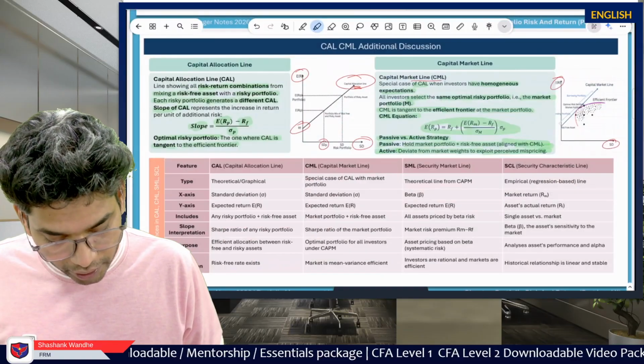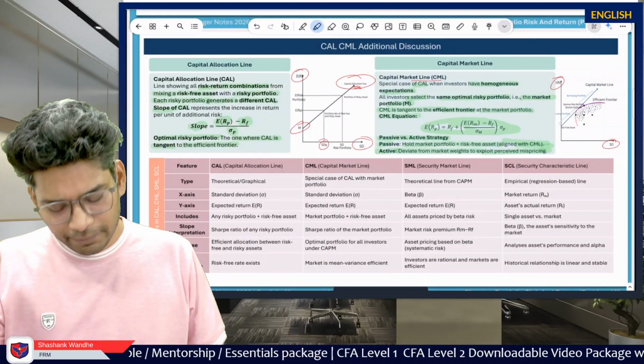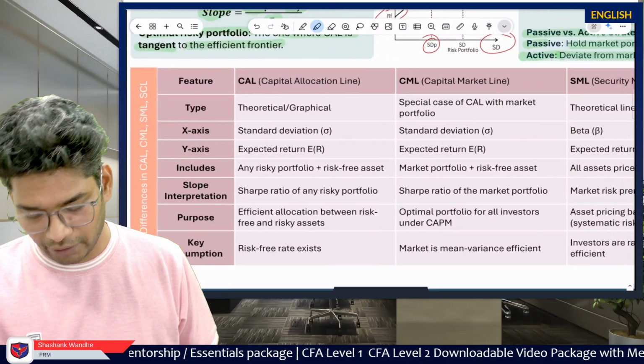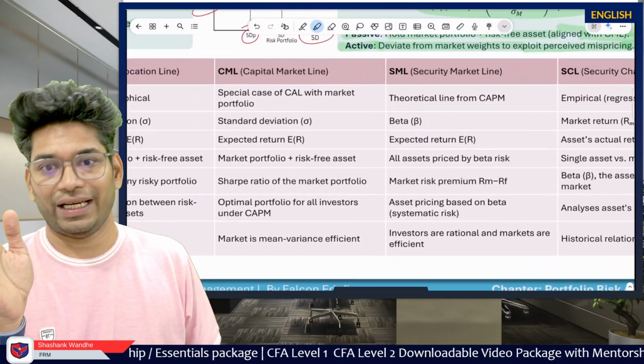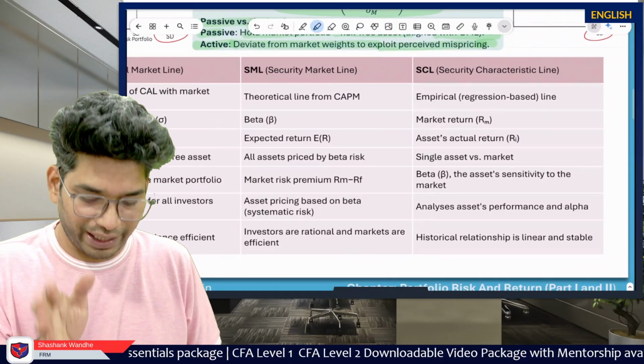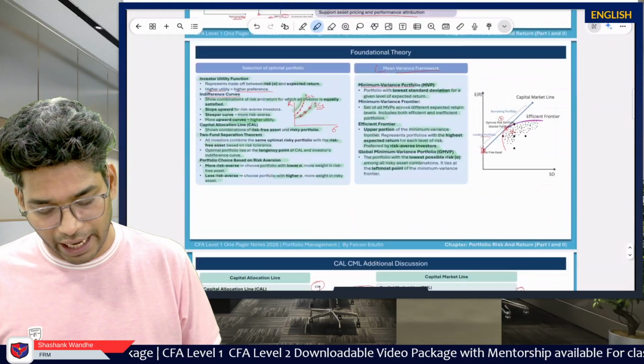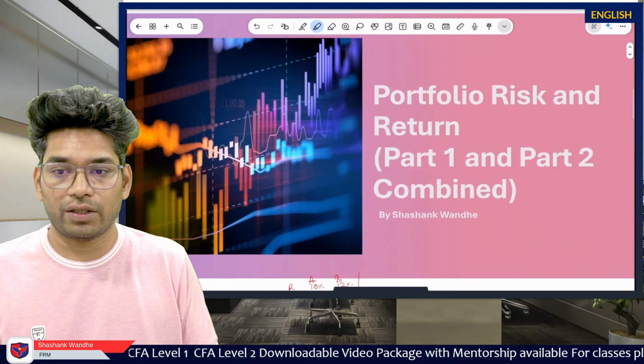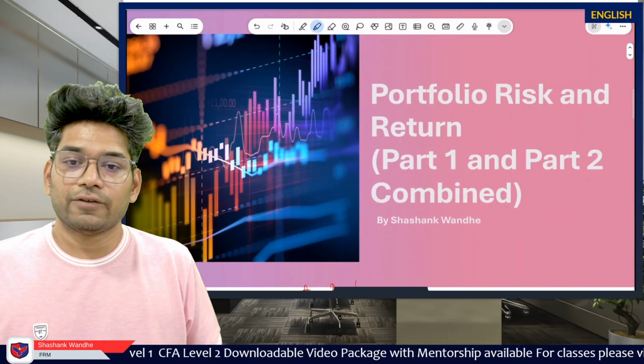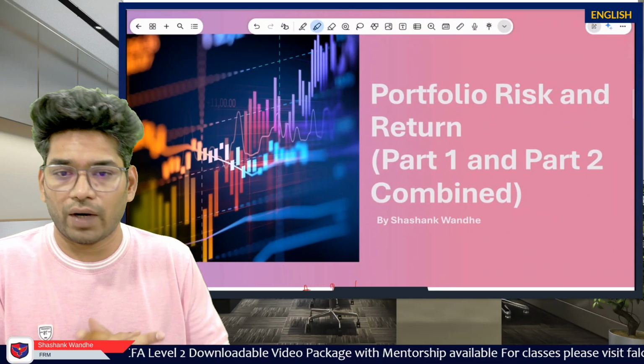For your understanding, here I provided the difference between the capital allocation line, capital market line, and security characteristic line. Remember all these differences. And this is the end of our discussion. This is how we are able to finish our whole revision of portfolio risk and return 1 and 2 in 1 hour.